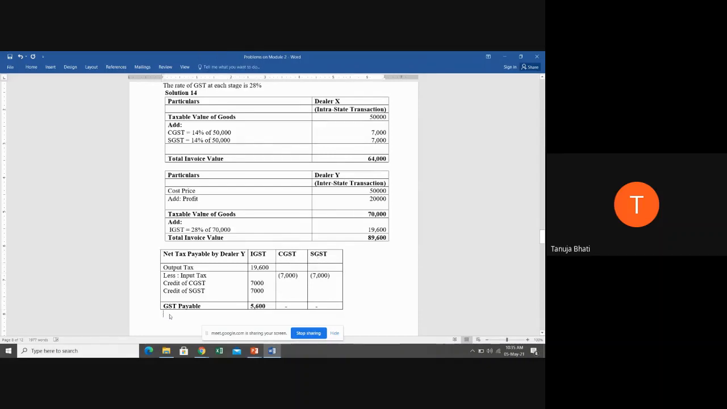Students, is this understood? Have you all understood this portion? Yes, students? Students, did you all understand this particular net tax payable by dealer Y, this particular calculation? Yes, ma'am.